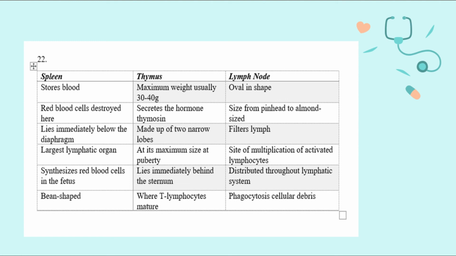Lastly, under the lymph node, our answers are: first, oval in shape, second, size from pinhead to almond sized. Third, filters lymph. Fourth, site of multiplication of activated lymphocytes. Fifth, distributed throughout lymphatic system. And lastly, phagocytizes cellular debris.